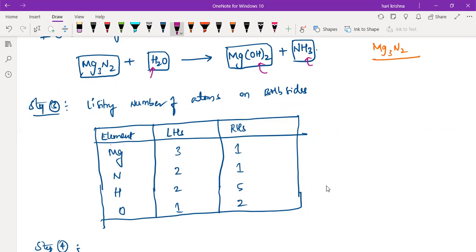So in this type of case, whenever the atoms are there in multiple positions, first we'll select the atom which is there at only a single position on both sides, which will be easy for us to balance. That one we have to select first. Now you tell me: Mg3N2, H2O, Mg(OH)2, NH3. Which one will balance first? Which is there at only a single position?